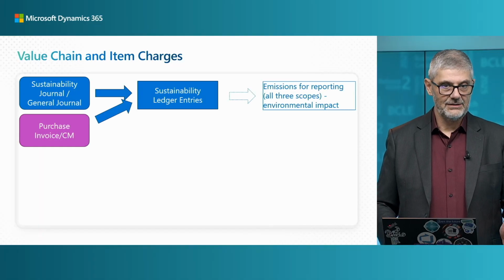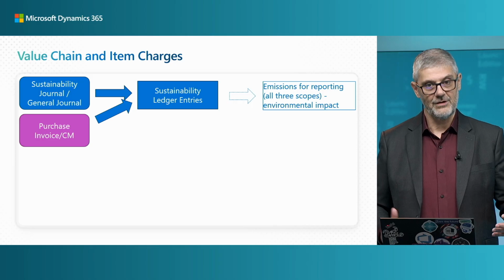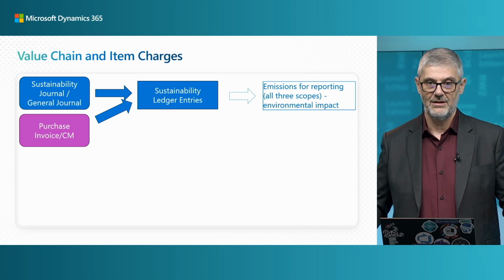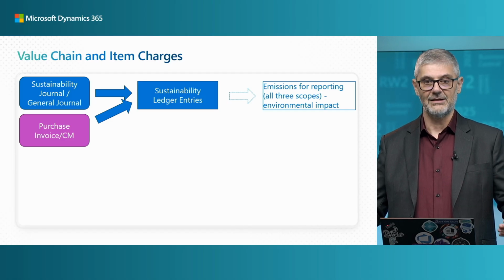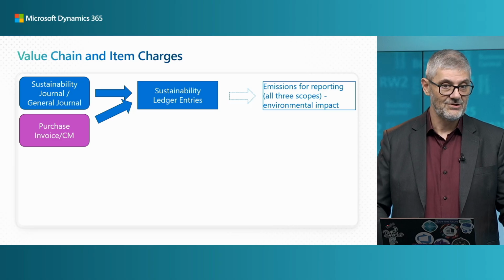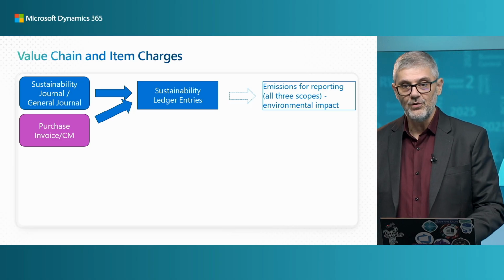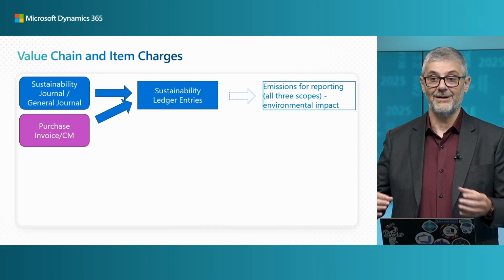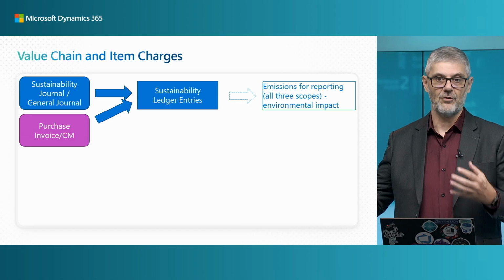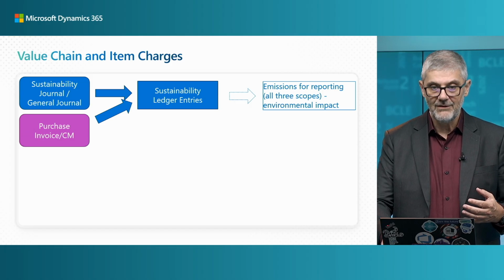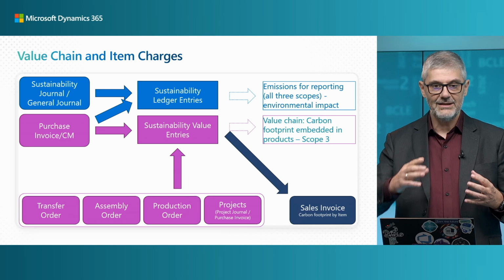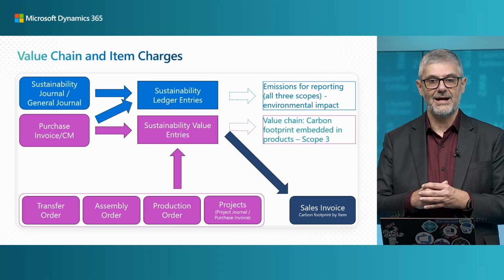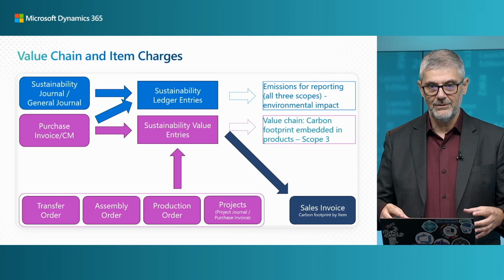If you remember when we started two years ago, if I'm not wrong, with sustainability features, we had sustainability journal, general journal, and sustainability ledger entries. Actually, we didn't have general journal, we added it later, at the same time as we added purchase invoices, but all of them produce sustainability ledger entries. We use them only for emission, for reporting in all three scopes, but for environmental impact, officially for compliance reasons. But then, in the previous wave, we added new functionality as a value chain automation in scope 3 as a carbon footprint only.